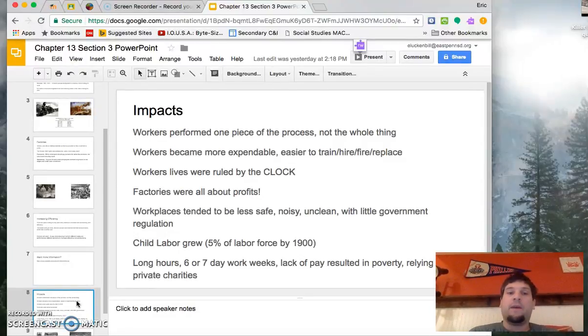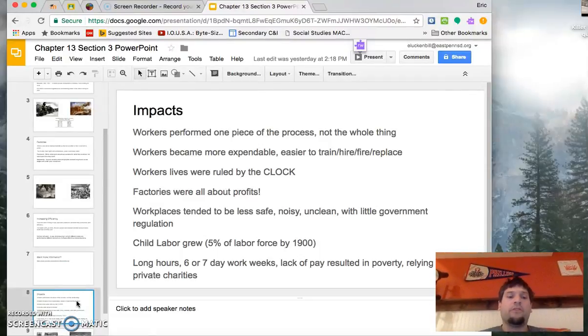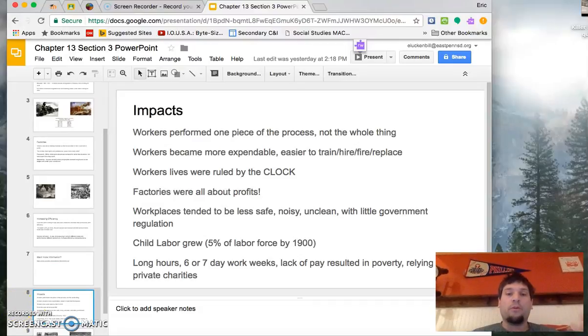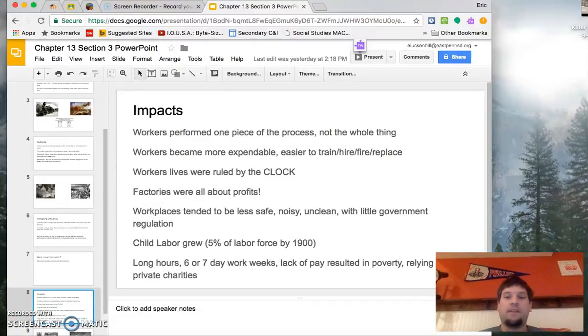The way that the textbook ends section 3 is just by talking about some of these impacts that the late 1900s, the second industrial revolution, had for the American worker. And I just want to share these with you real quick. Workers performed one piece of the process, not the entire process.